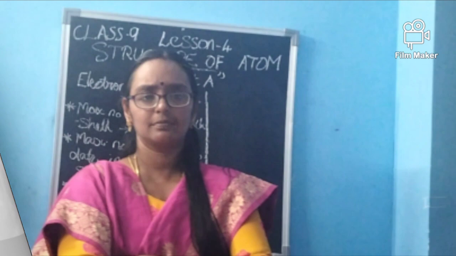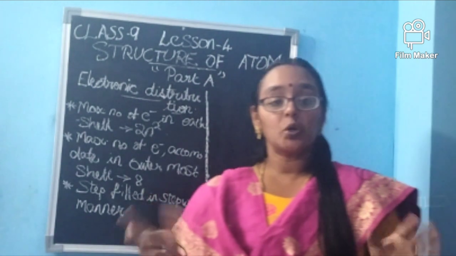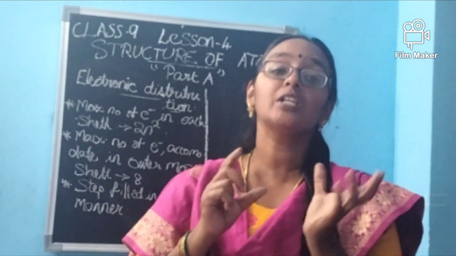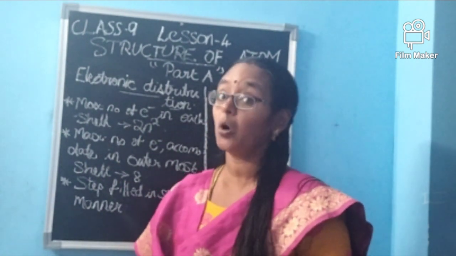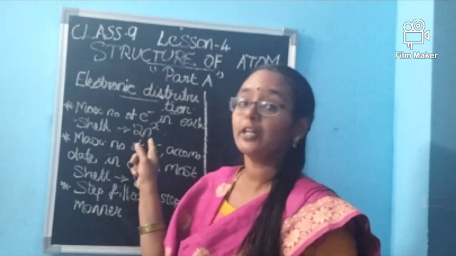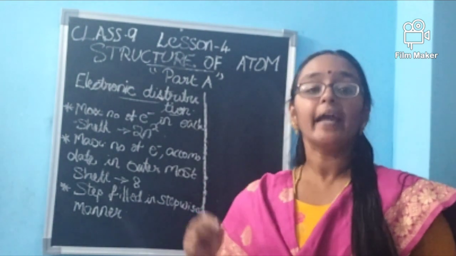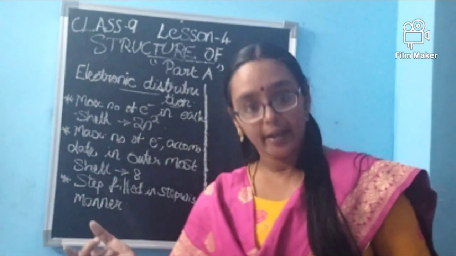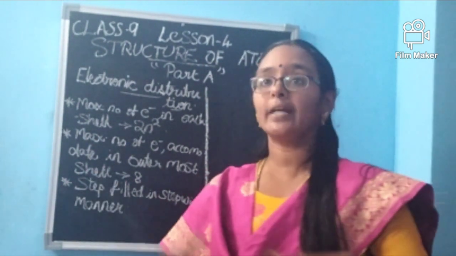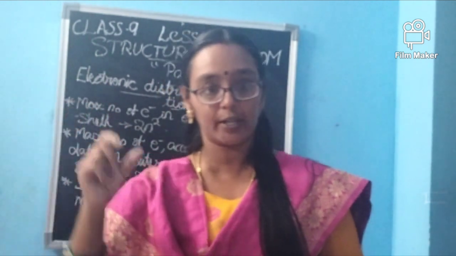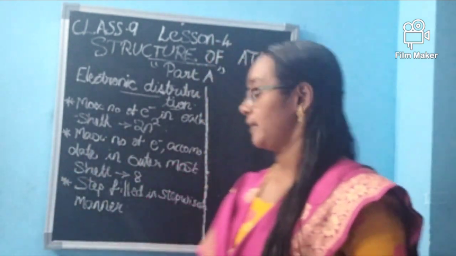In that manner, now we are talking about the electronic distribution. As I told you, the electrons are arranged in energy levels. The maximum number of electrons in each shell, each energy level or each orbit, is in the order of 2n squared. I told you how it has to be found. N equal to 1 means K shell, 2 is L shell, n equal to 3 is M shell and n equal to 4 is N shell. In that manner, the first shell should have 2 electrons, the second shell 8 electrons, the third shell 18 and the fourth shell 32.